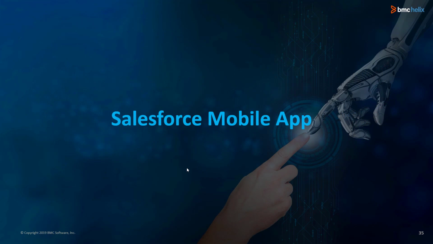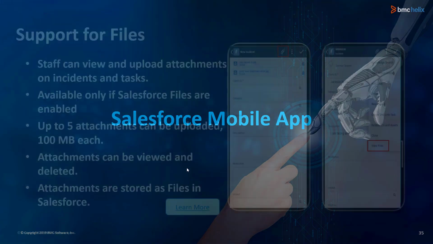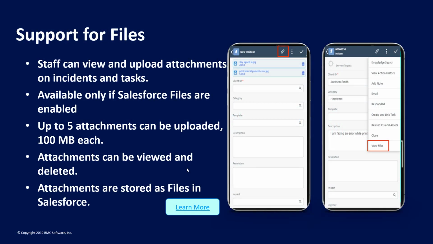There is one enhancement to the Salesforce mobile app of interest to service desk agents. Staff can now view attachments associated with records as they work on them on the Remedyforce mobile app. They can also upload attachments to new and existing records. This feature is available if files are enabled. Up to 5 files, each with a maximum size of 100 MB, can be uploaded. The attachments can be viewed and deleted if necessary. All attachments are stored as Salesforce files.